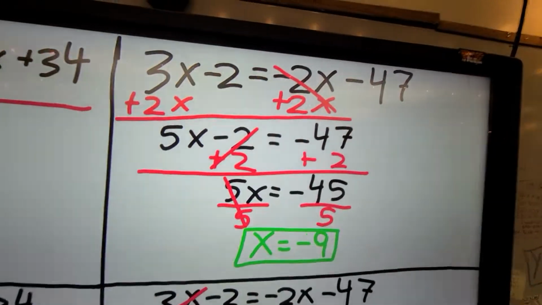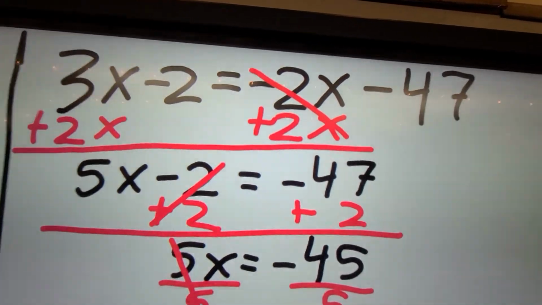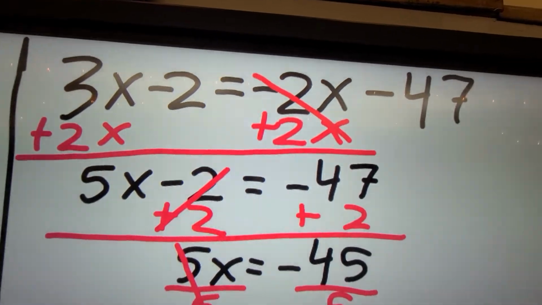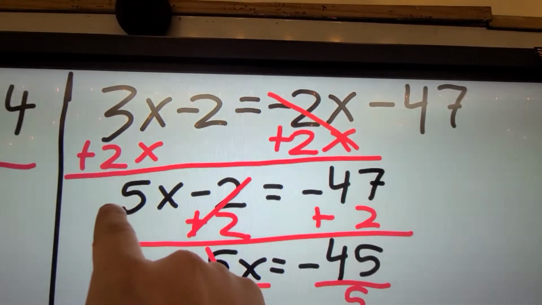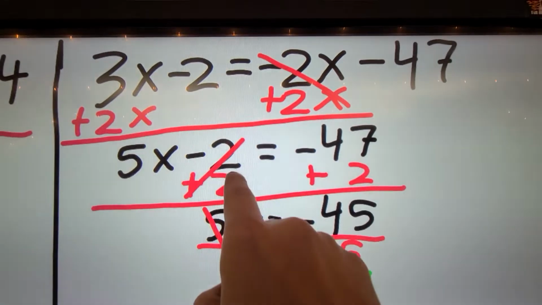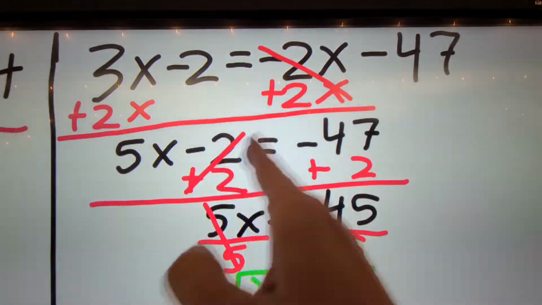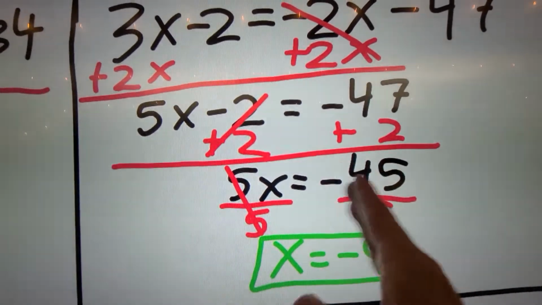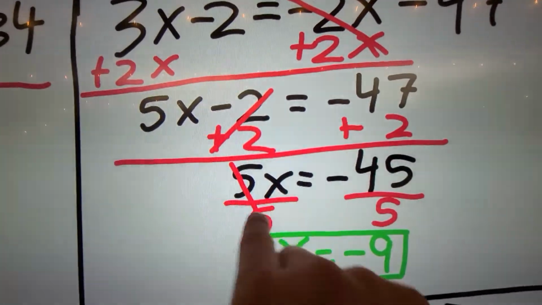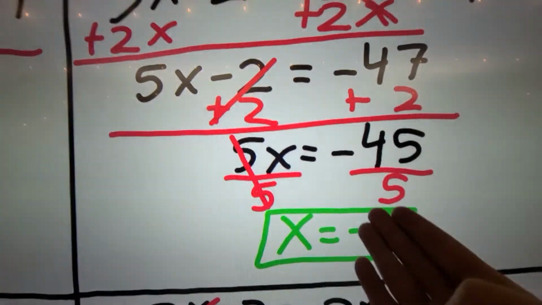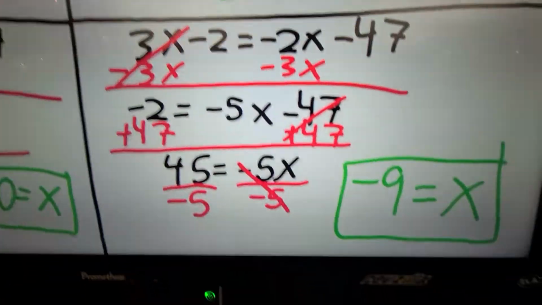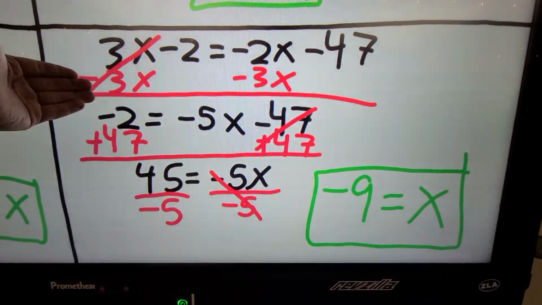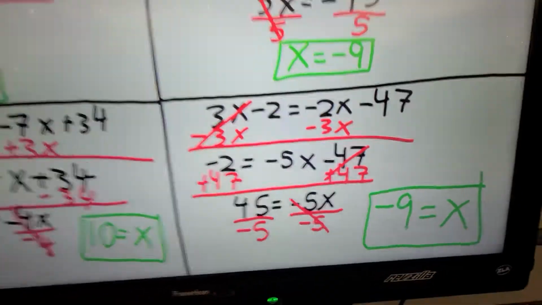Same exact thing for this other problem. We have 3x minus 2 equals -2x minus 47. For this method, I added 2x to both sides. Gave me 5x minus 2 equals -47. Added 2 to both sides to get -45 equals 5x. Divide both sides by 5, and I get x equals -9. And once again, I could do the same thing, but by subtracting the 3x. Everything will always come out to be the same.